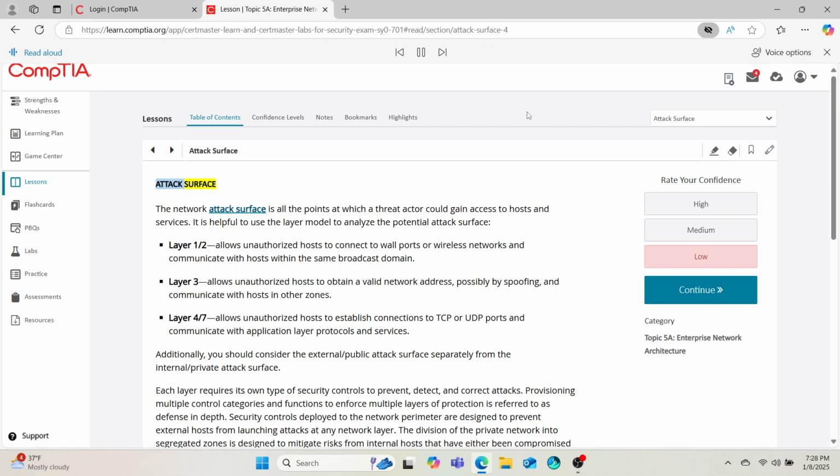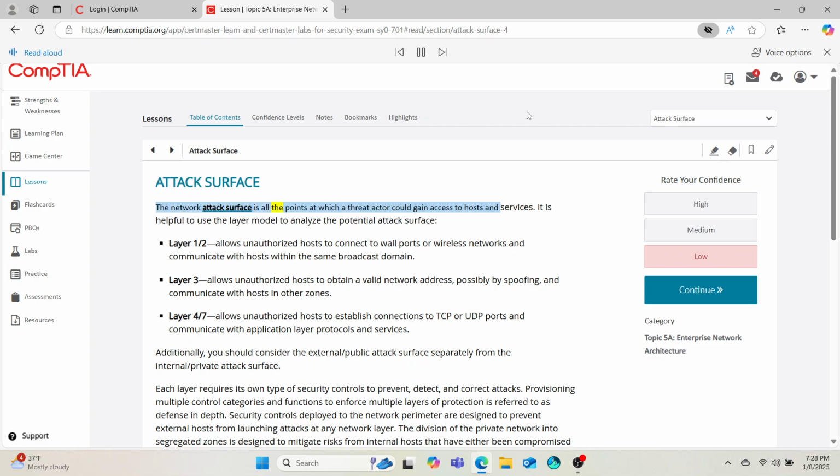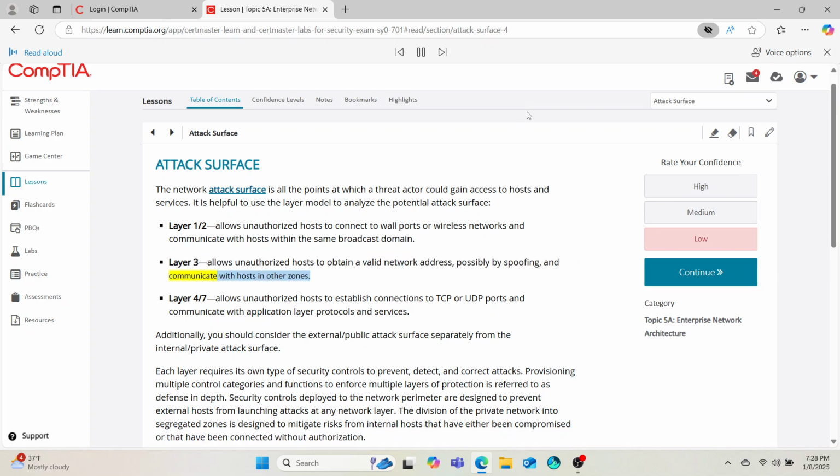Attack surface. The network attack surface is all the points at which a threat actor could gain access to hosts and services. It is helpful to use the layer model to analyze the potential attack surface. Layer 1/2 allows unauthorized hosts to connect to wall ports or wireless networks and communicate with hosts within the same broadcast domain. Layer 3 allows unauthorized hosts to obtain a valid network address, possibly by spoofing, and communicate with hosts in other zones.